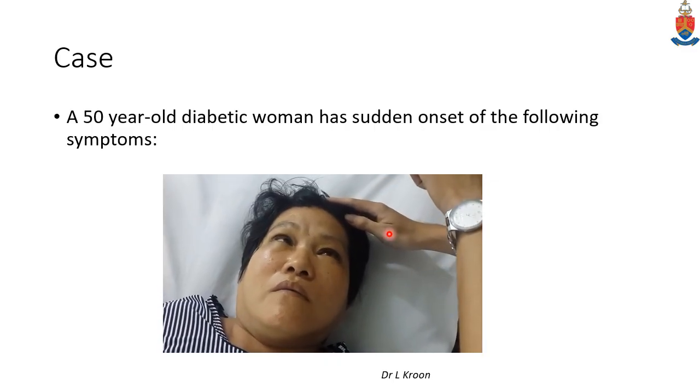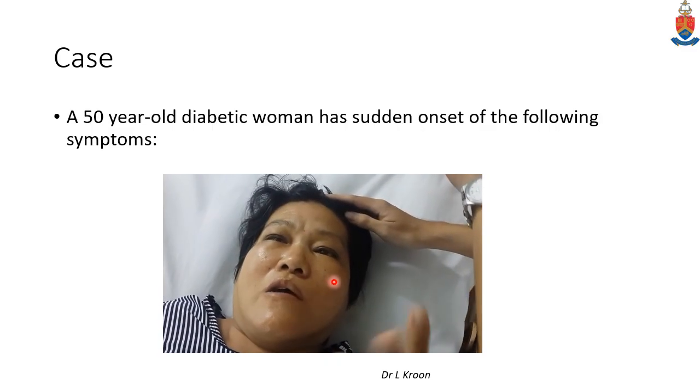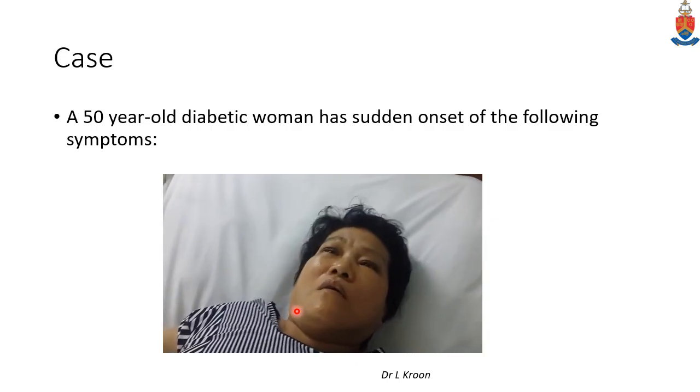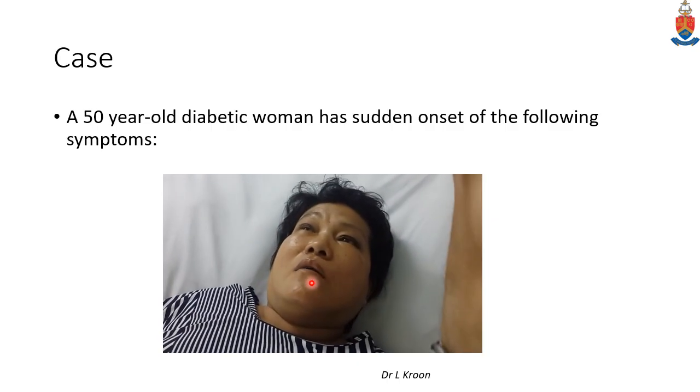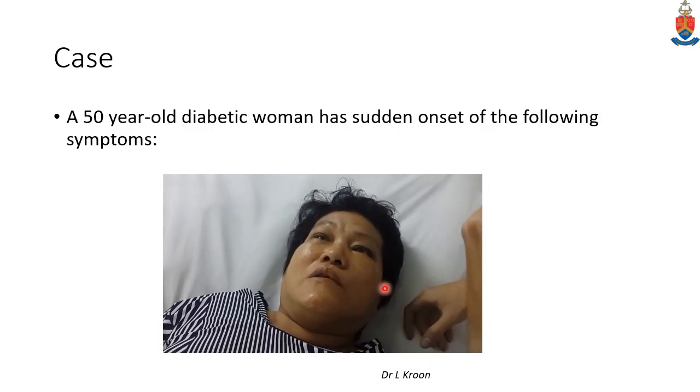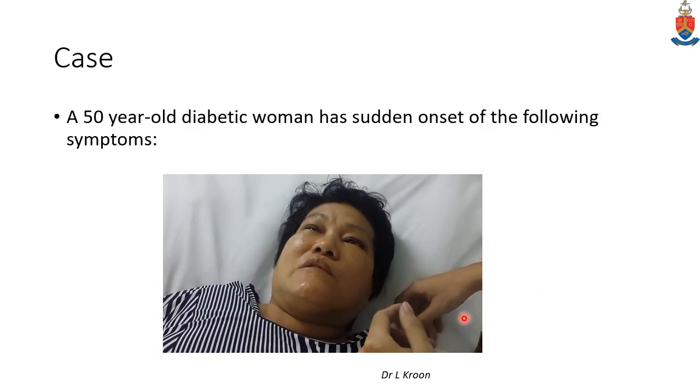So she's got an isolated abduction deficit on the left eye. And as you can see here, while she was talking, there's also no movement on the left side of her face. Now she's been asked to make facial expressions.